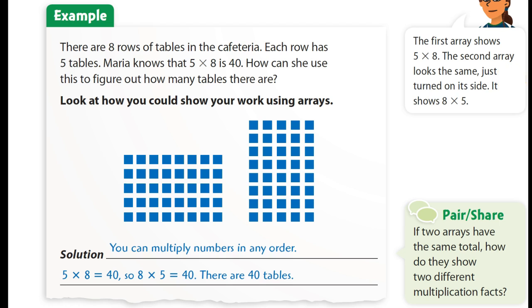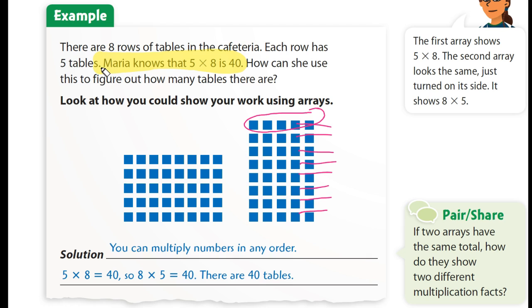It says there are 8 rows of tables in the cafeteria. Each row has 5 tables. So I have 1, 2, 3, 4, 5, 6, 7, 8 rows with 5 tables in each row. Maria knows that 5 times 8 is 40. So she gave us that already. How can she use this to figure out how many tables there are?